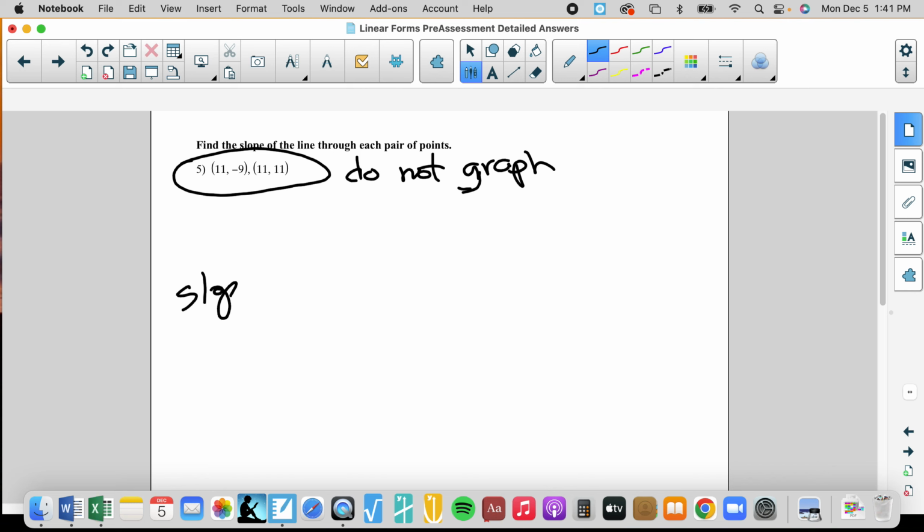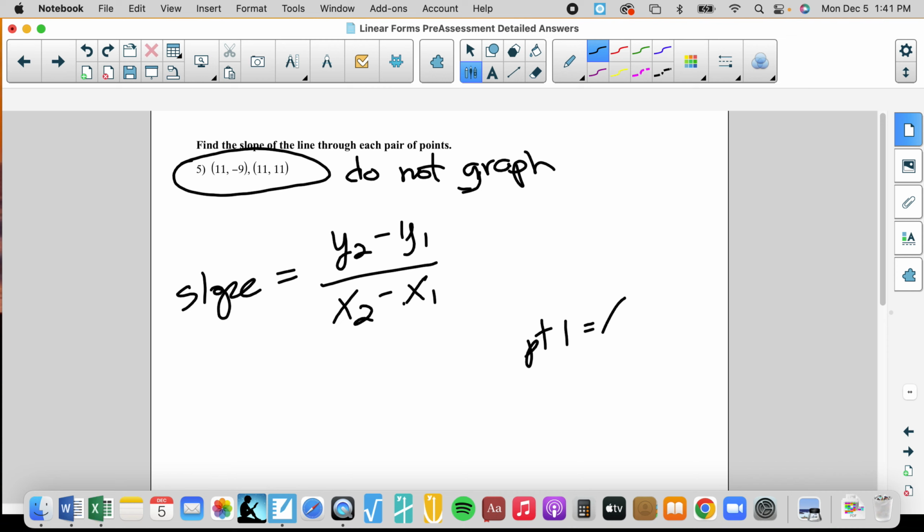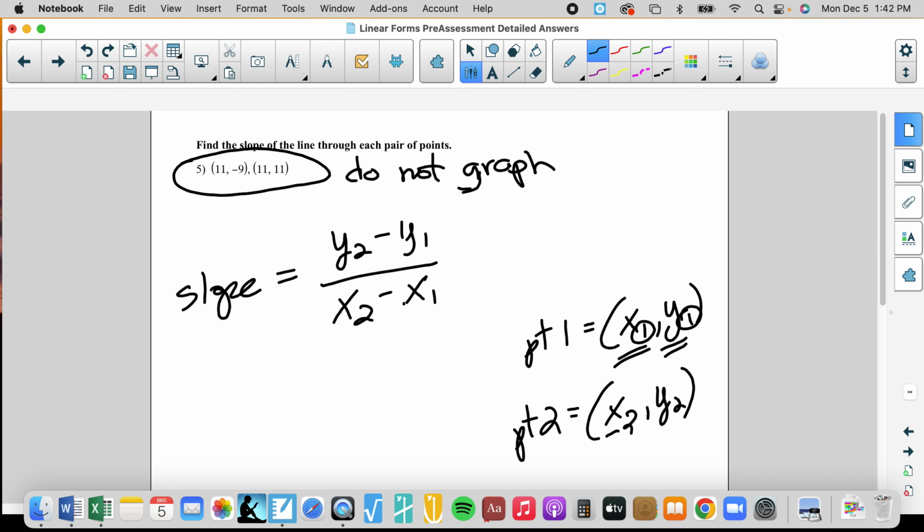So we know slope equals y sub 2 minus y sub 1 over x sub 2 minus x sub 1. Remember, point 1 is going to be x sub 1, y sub 1. That's the x value for the first point. This is the y value for the first point. Point 2 is going to have values x sub 2, y sub 2. This is the x value for the second point. This is the y value for the second point. We have 2 points here, point 1 and point 2.